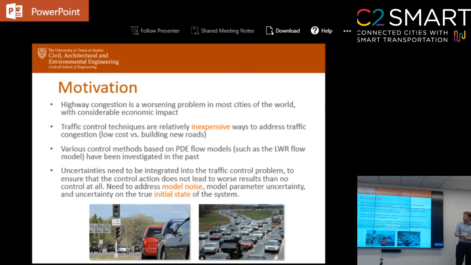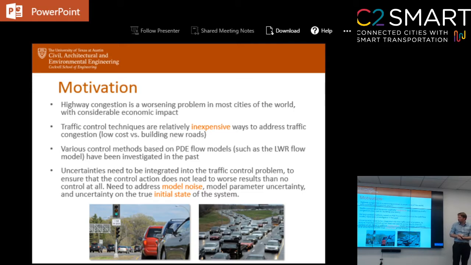So there has been quite a bit of work to deal with traffic flow control in the past using classical flow models, for example, the LWR model that I'm going to present later. But one of the biggest challenges is the issue of uncertainty. So when you try to control a system, it's very important that you get the parameters right, because if you don't get the parameters or the initial conditions right, then you might have a worse performance with your control action than no control at all.